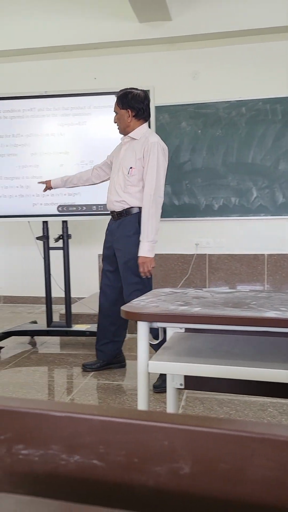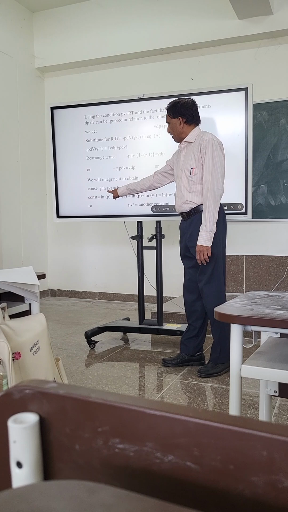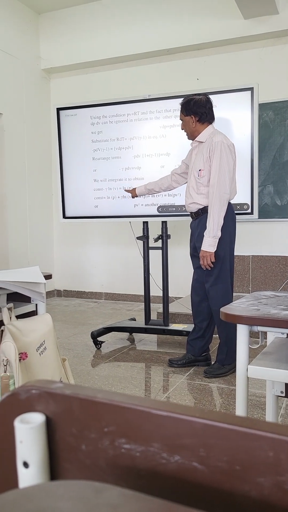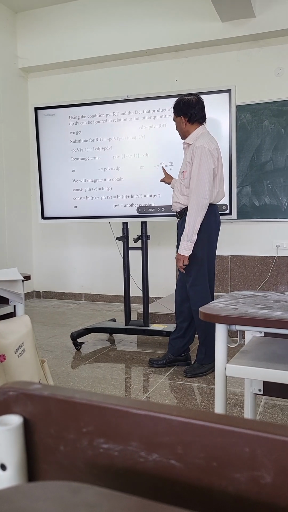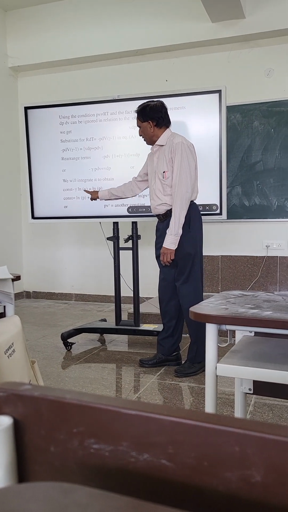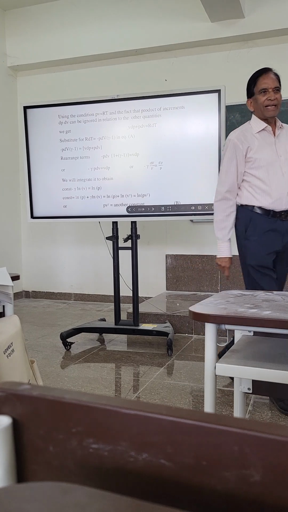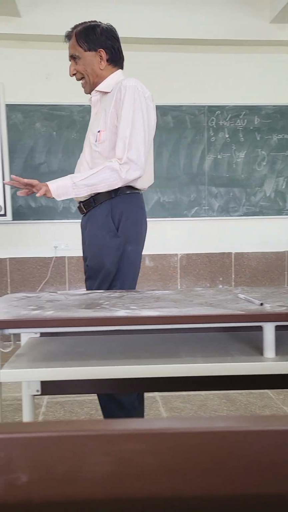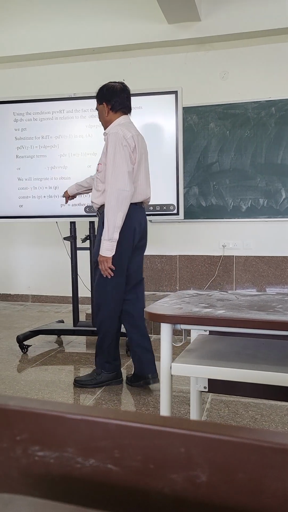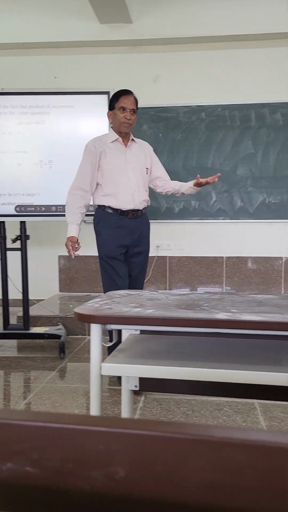That's what I have done. So negative gamma times ln of V should be equal to ln of P, because the integral of dP by P is ln of P. Ln, remember, is the natural log. When it is an ordinary log, we write log; ln means natural log, which is base e.